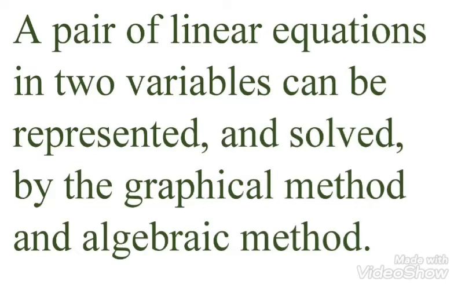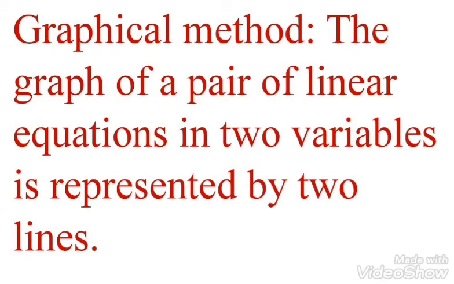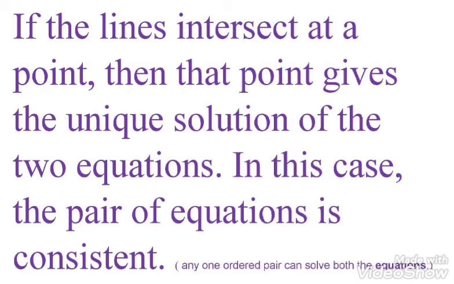Graphical method: the graph of a pair of linear equations in two variables is represented by two lines. If the lines intersect at a point, then that point gives the unique solution of the two equations. In this case, the pair of equations is consistent. Consistent means any one ordered pair can solve both the equations.